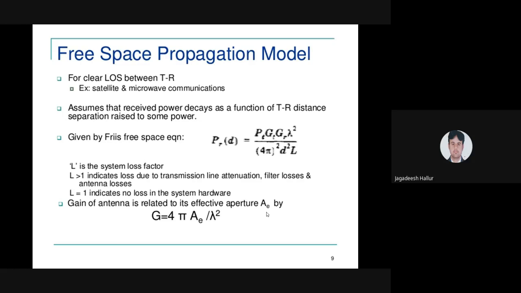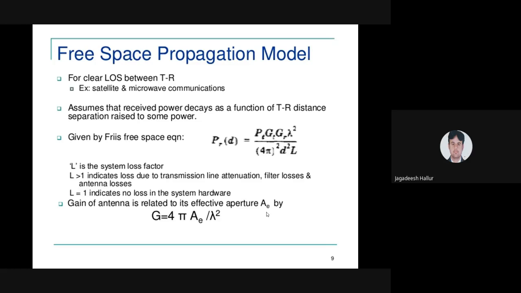Write down. If the value of L has not been given in a numerical, for example, L must be 1. There is no loss in the particular system. Depending on this free space equation, we have to calculate the gain of antenna. The total gain of antenna can be calculated between the transmitter antenna and the receiver antenna.